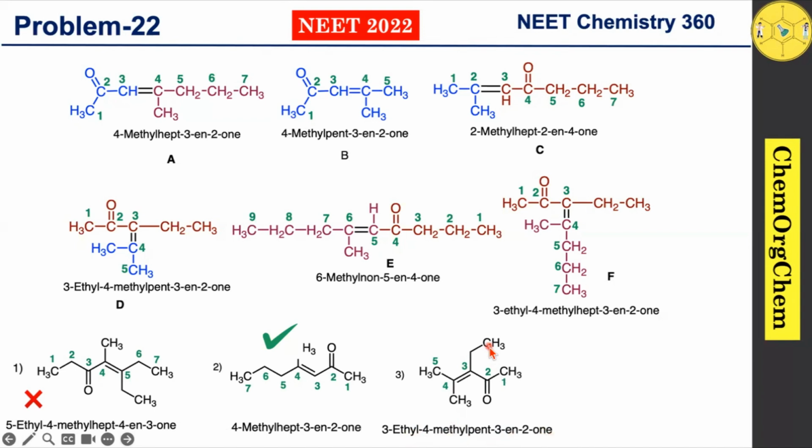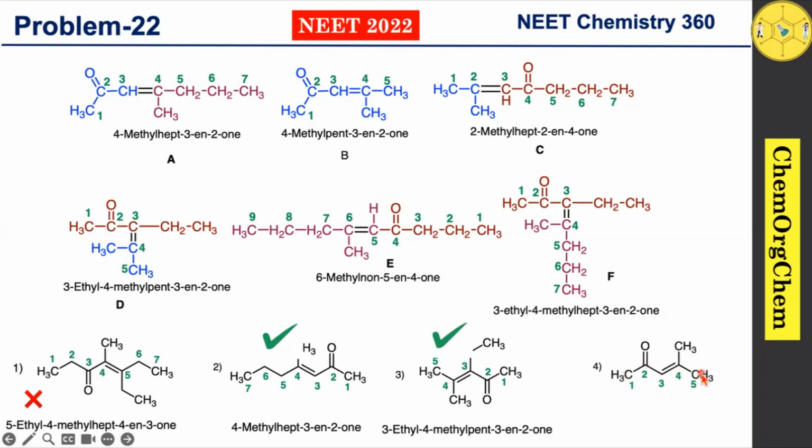So you just compare with the above structure, 3-ethyl 4-methyl pent 3-ene 2-one. So this matches with our D compound structure. Therefore, this compound is also possible to produce by the reaction of acetone and 2-pentanone. So let's move on to our final option.